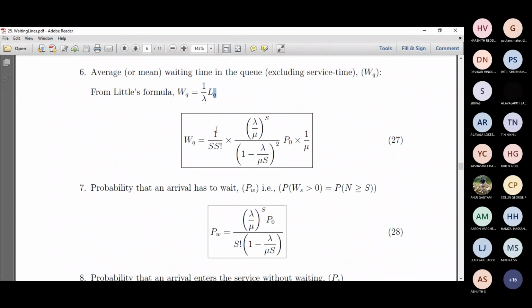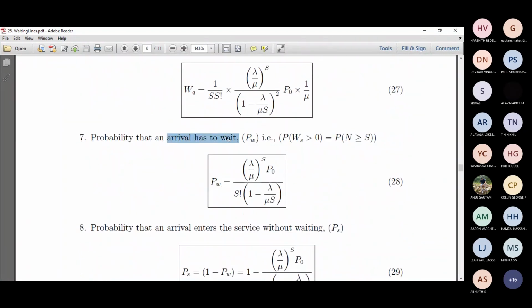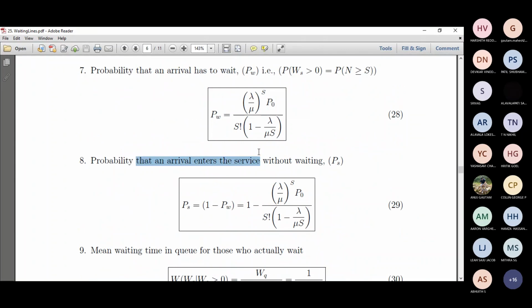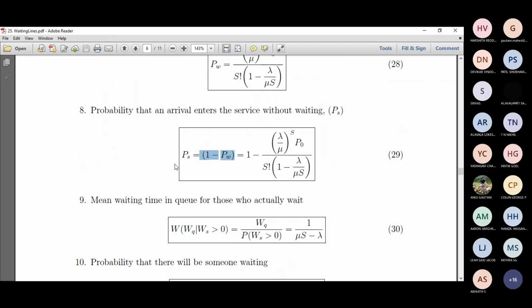And we also talked about the probability that an arrival has to wait and the one who does not. I mean, the people who have arrived do not have to wait because they can get into the server. So that is 1 minus PW. Because if the probability for people who arrive and have to wait is PW, the entire system probability is 1, so 1 minus this gives the people who get served. So that's the logic here.